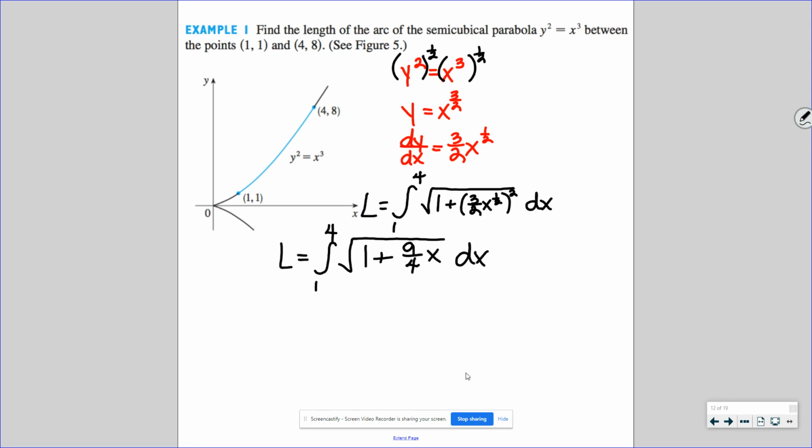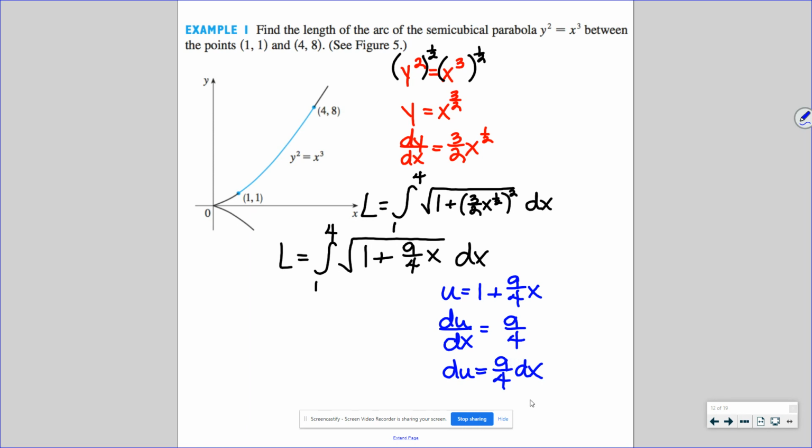Okay. Remember, we cannot integrate a radical with all this stuff inside of it. So in order to move forward from here, we're going to have to do u substitution. So let's make all this stuff on the inside into u. And then we'll take the derivative. So that would give me just 9/4. And then we solve for du. So this would be 9/4 dx.